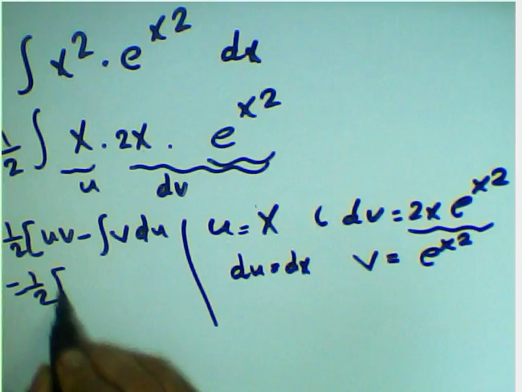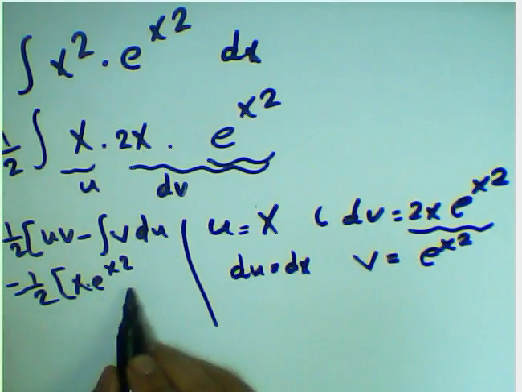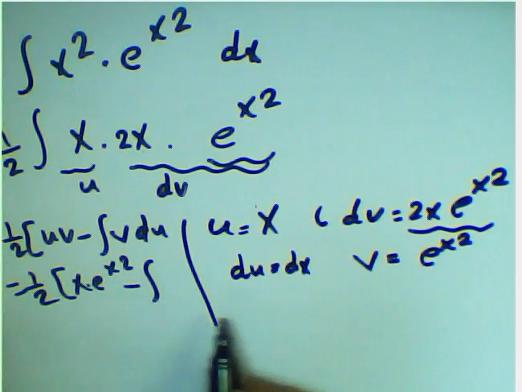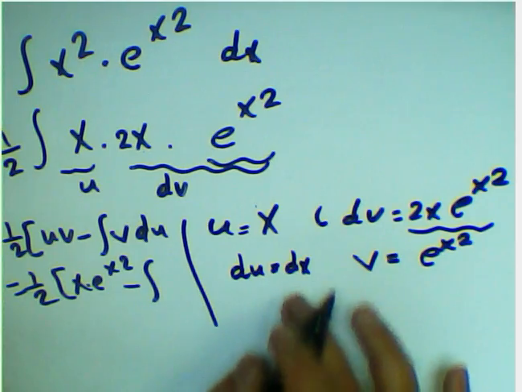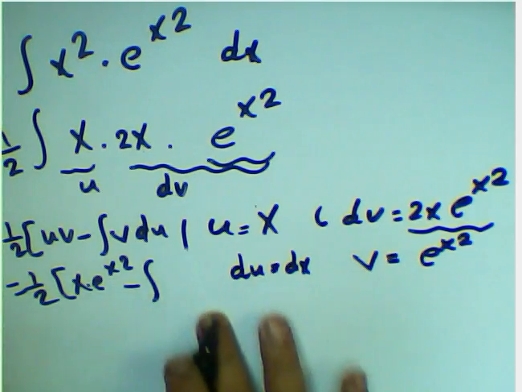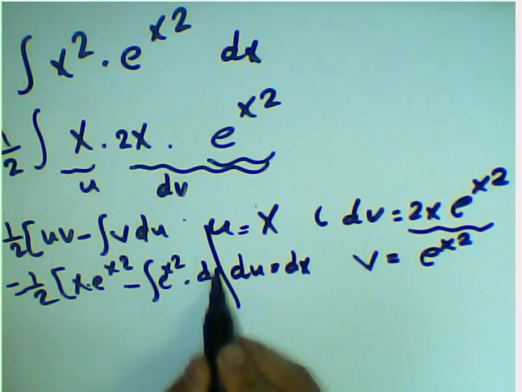Write half outside here and u times v, it will be x multiplication e power x power 2 subtract by integration of v du, e power x power 2 dx.